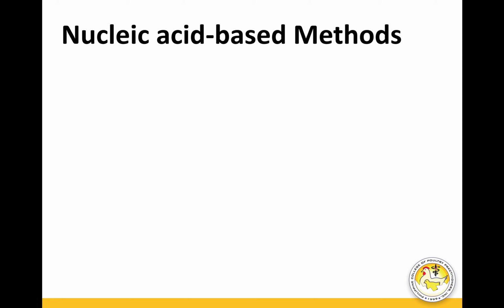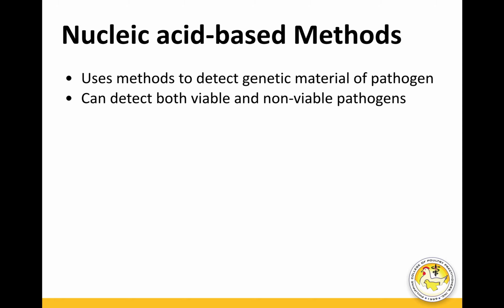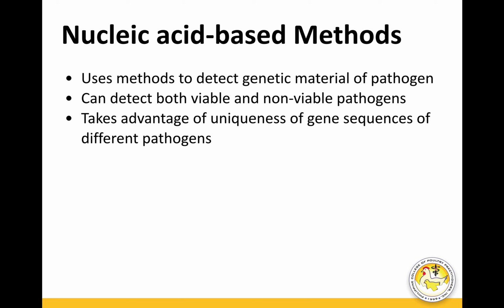Okay, so what about our nucleic acid-based methods? For these kinds of methods, we're trying to detect the genetic material of the pathogen, which can be RNA or DNA. One important thing to mention here is that these methods can detect viable and non-viable pathogens. If you have genetic material, it does not mean that the pathogen is viable. It may or may not be, so that's important to note.